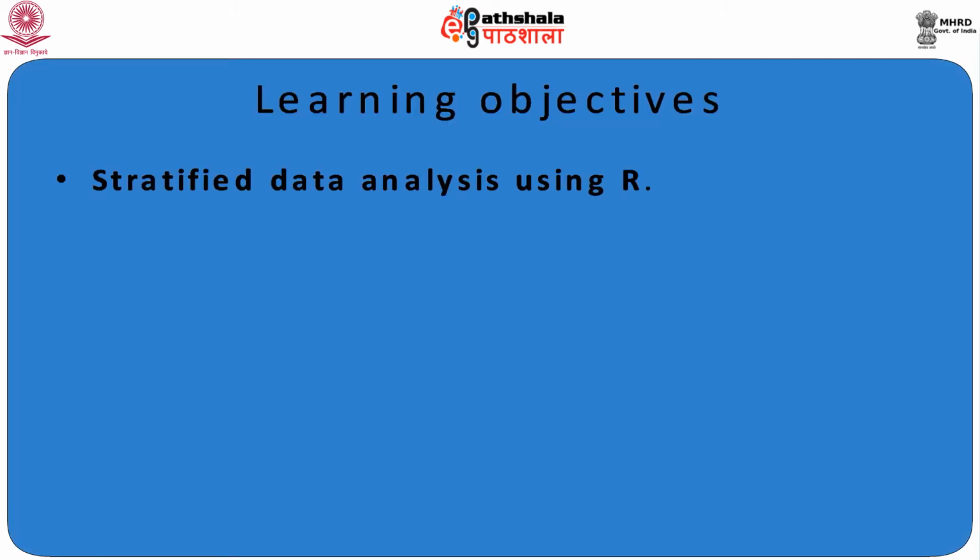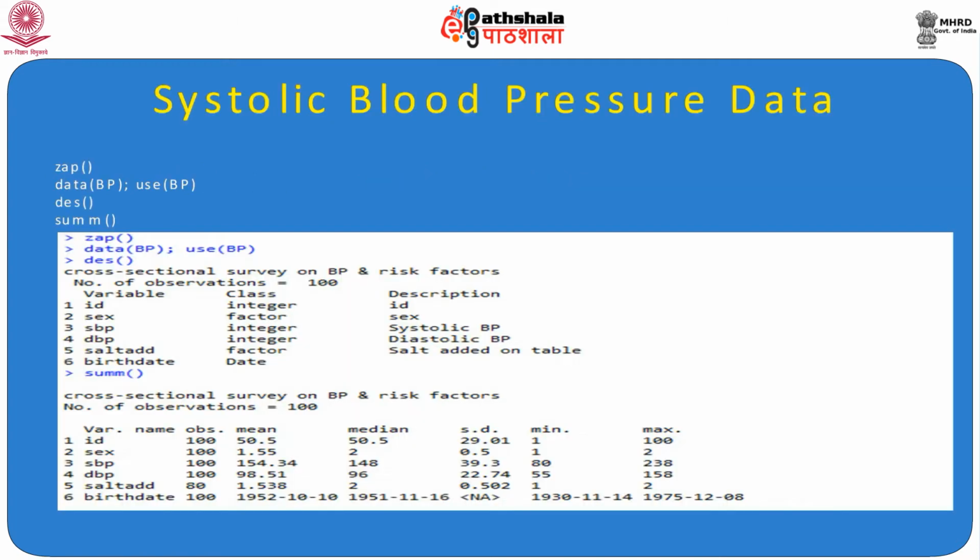Here we are going for R code for stratified data analysis. The learning objective is stratified data analysis using R, on systolic blood pressure data, where the blood pressure data is loaded with the function data of BP. Using str(BP) shows us how many variables and how many total observations are here. It shows that the total number of observations equals 100 and the variables are ID, sex, SBP, DBP, salt added or not, and birth date.